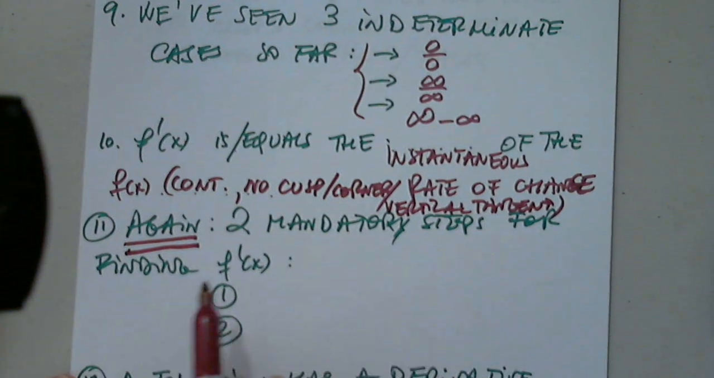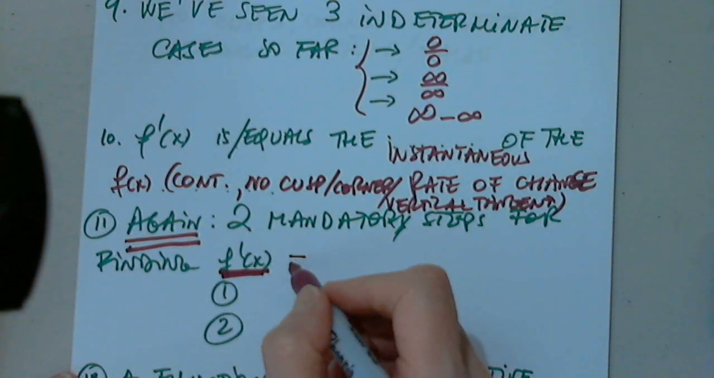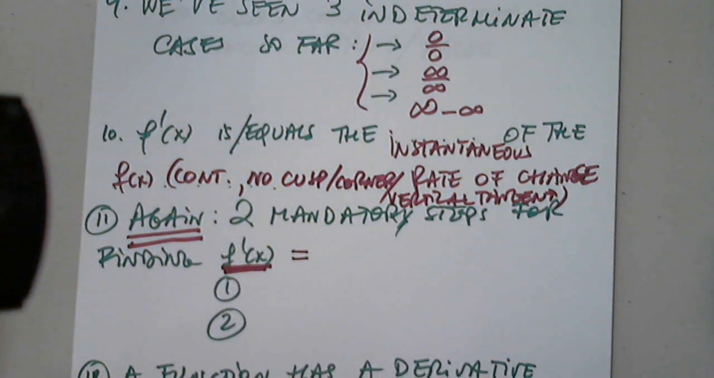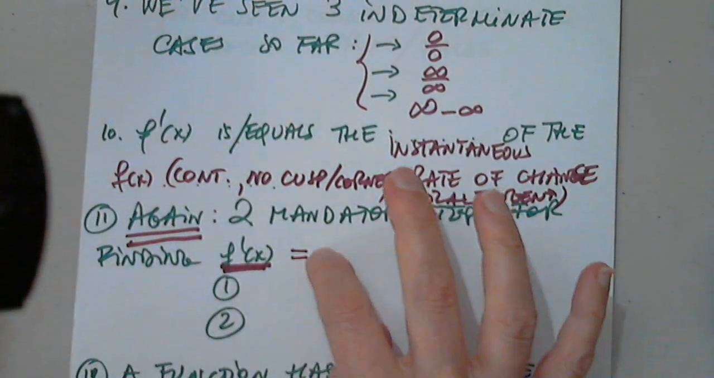Two mandatory steps for finding f prime. Let's write a definition, first of all. Can anyone remind us what is the definition of f prime of x? There is only one definition. Is it the derivative? Yes, but what is the definition?